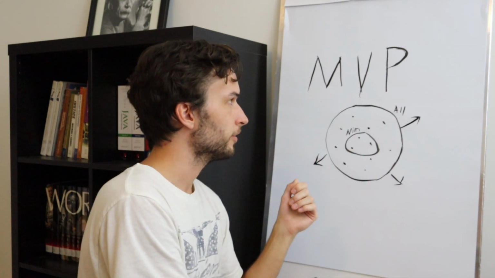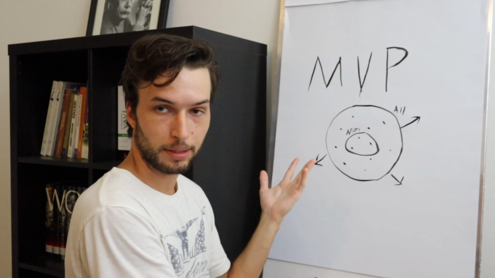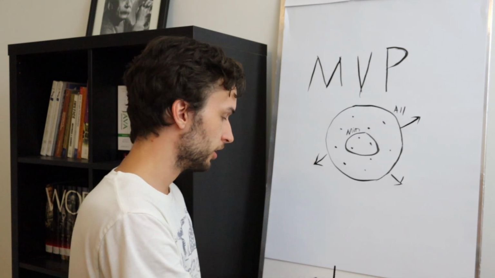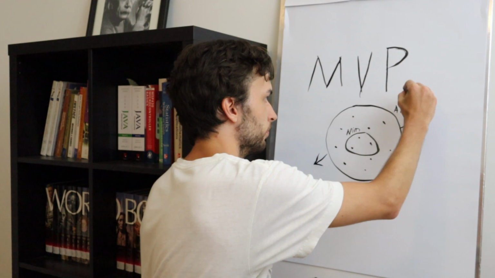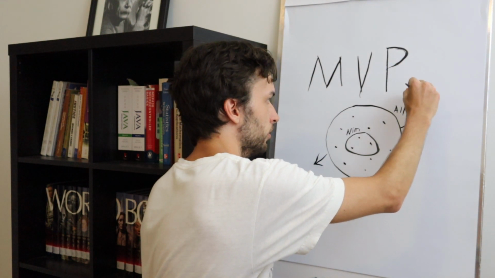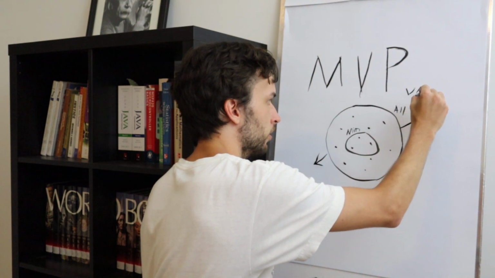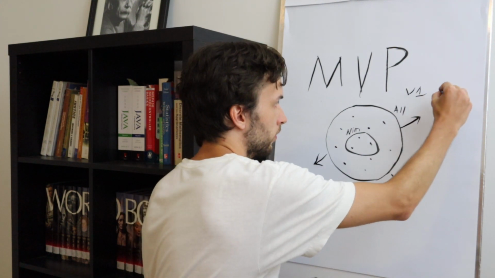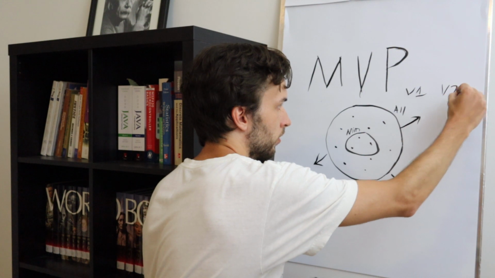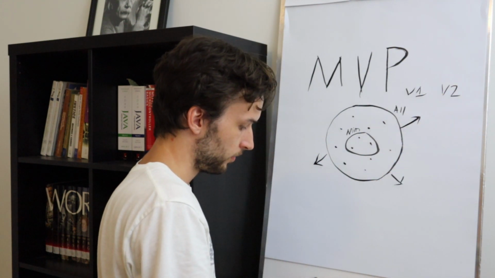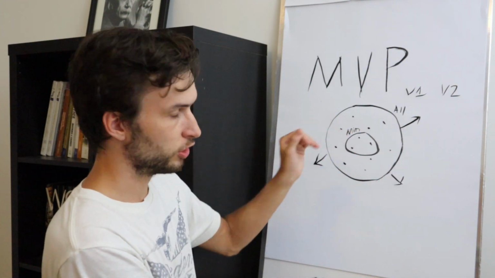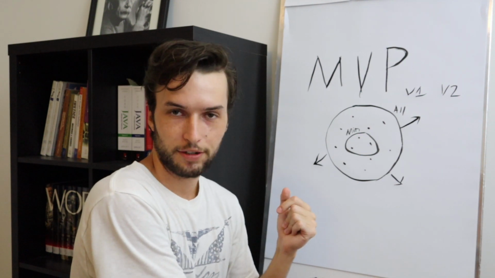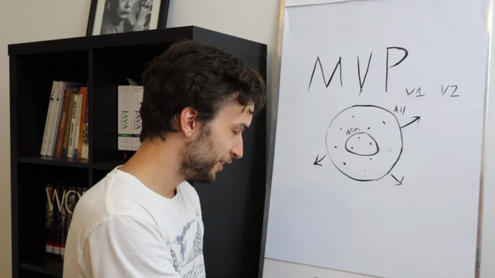Okay, so people sometimes use versioning for this, like V1 or V2. And that's just referring to different versions of the MVP. At least if they know what they're talking about, that's what it should mean.